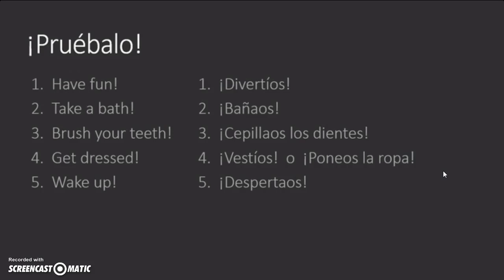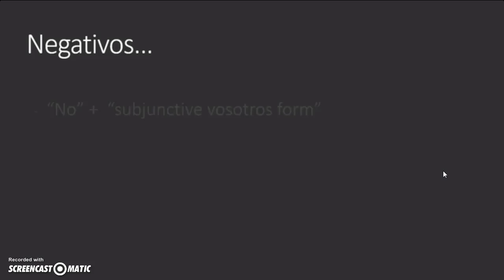Okay, our exception to any of those rules is irse. You just keep the D and it's idos. Okay, so it kind of recaps that. So let's jump into negatives now.